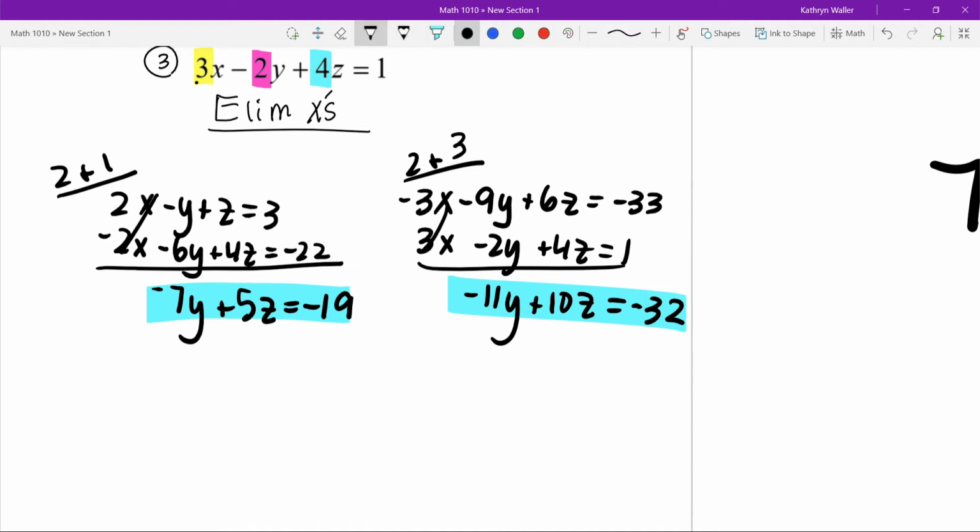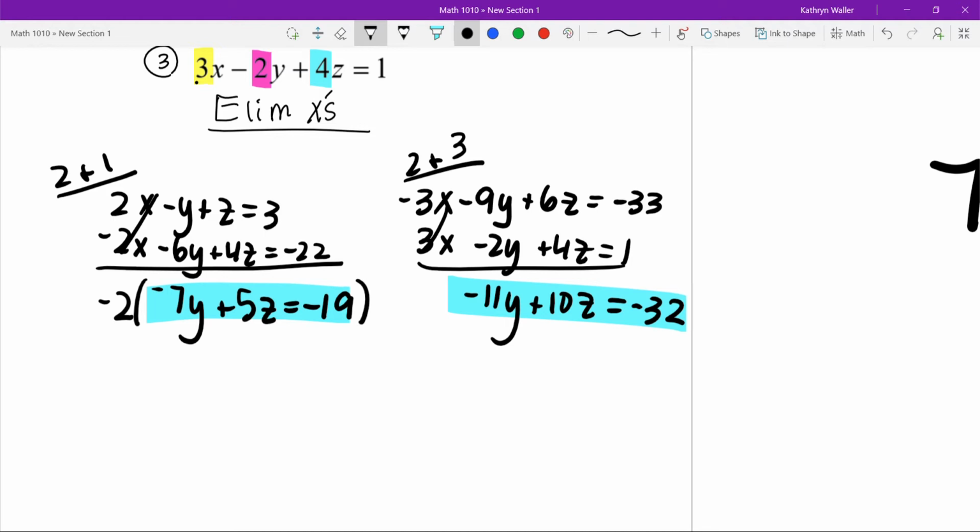It doesn't matter what you use. Make it the easiest thing possible. What's the easiest thing possible? What's the easiest? The y's or the z's? The z's. So I'm going to multiply this by a -2. Then I'll get a -10z and a positive 10z. Everybody stop for 2 seconds.